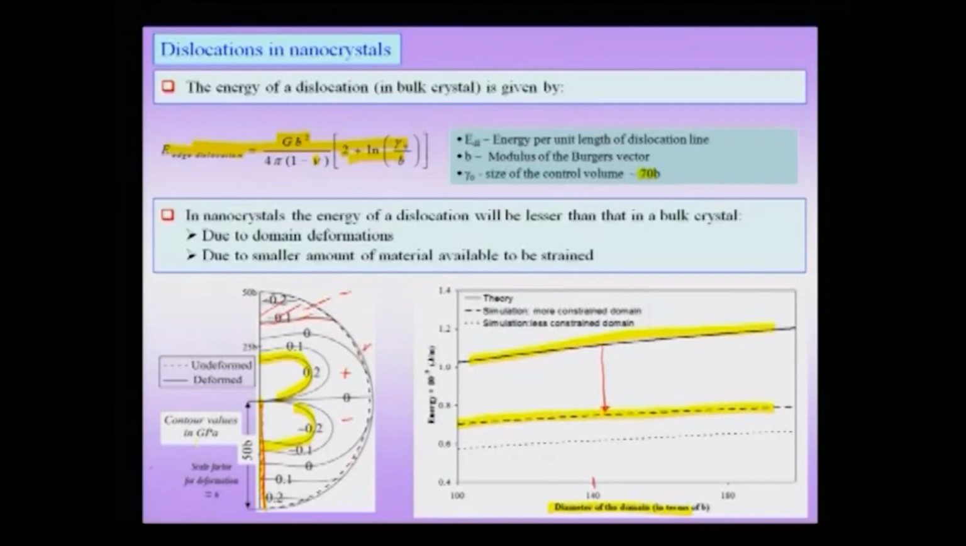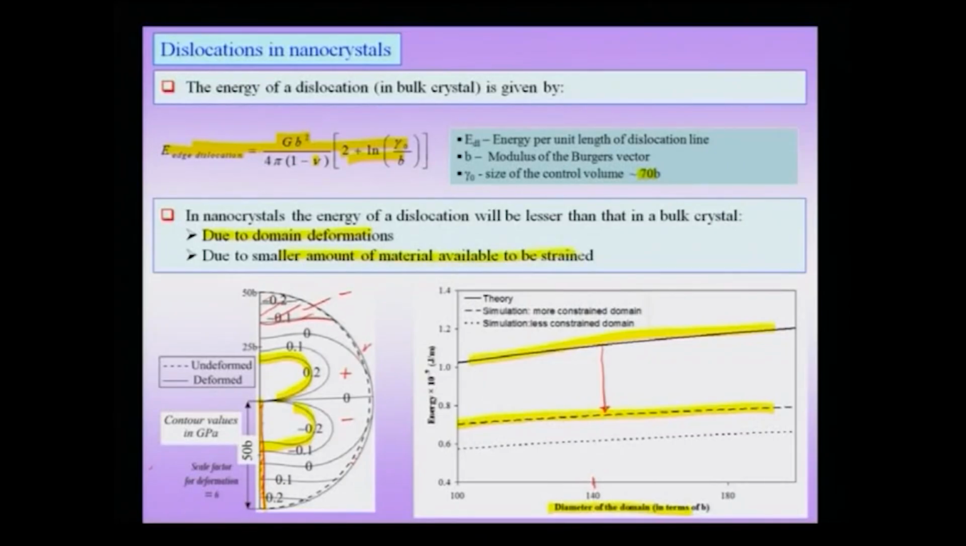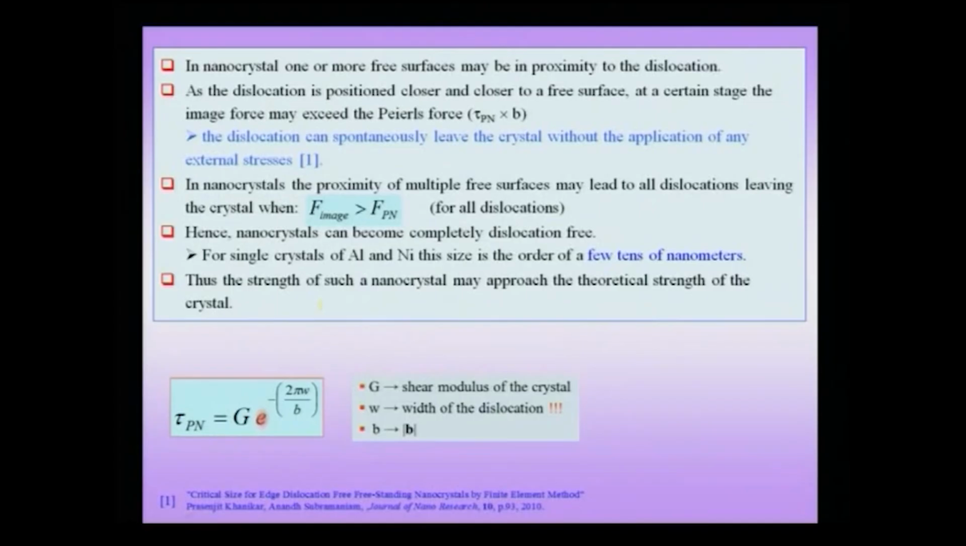So, to summarize this slide, dislocations in nanocrystals have a lower energy as compared to dislocations in infinite crystals because of 2 reasons. One, of course, a smaller amount of material is available to be strained, which means there is going to be a reduction in energy, but additionally there are going to be domain deformations, which lead to a relaxation in the strain or the energy of the crystal. Additionally, we also notice that in finite crystals there is a switch in the sign of the stress field as you go away from the dislocation core. We will soon take up an extreme example of these kinds of domain deformations and interesting effects observed in specific kinds of nanocrystals in the coming slides.